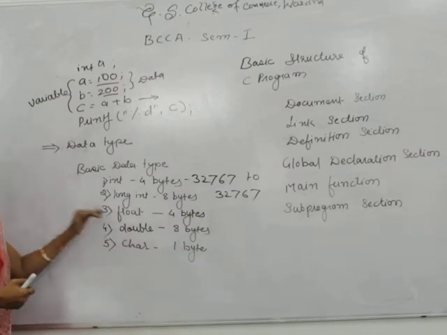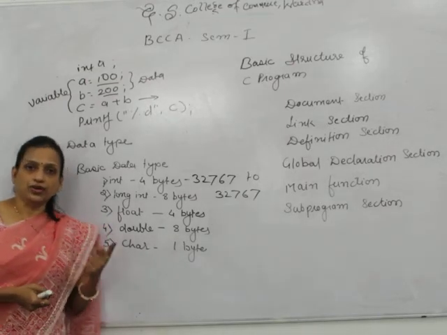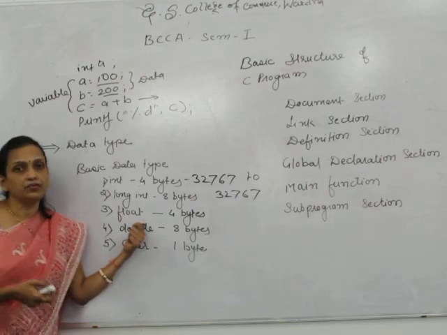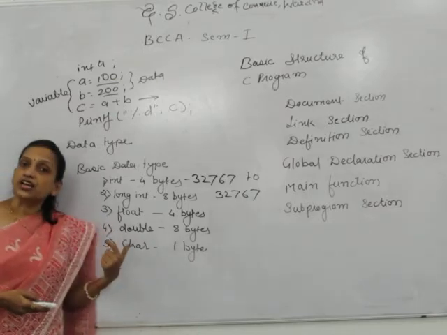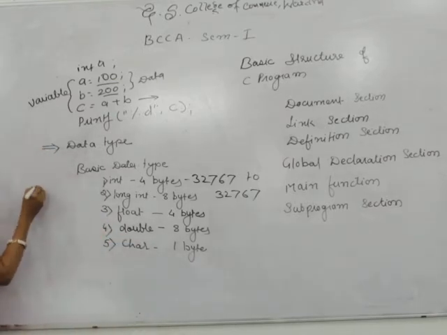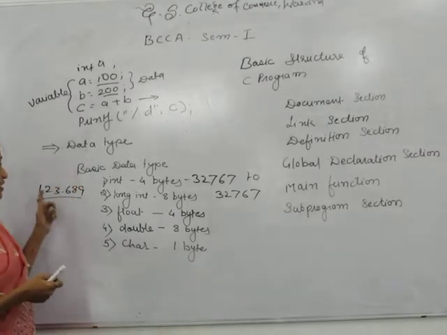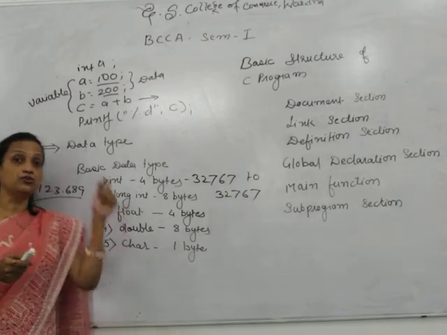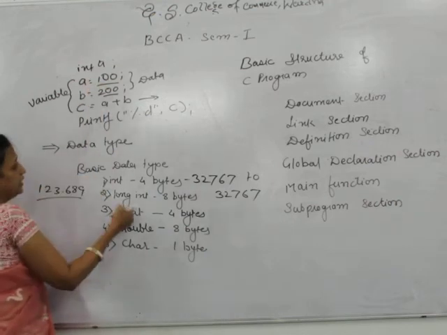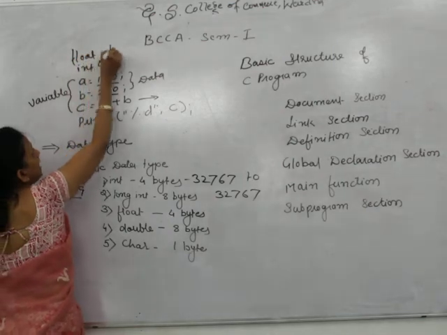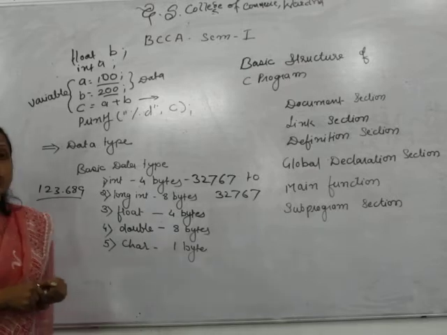Okay, then the next is float. So if you want to store the value with real number, okay, value of real number. Real numbers, as I told you, are those numbers which have a decimal point, which have a fractional point. Okay, so like 23.689. So numbers which contain the decimal point are known as real numbers, and to store the real number, which data type is used? Float. That means if you declare float as b, so b is capable to store the decimal point value.